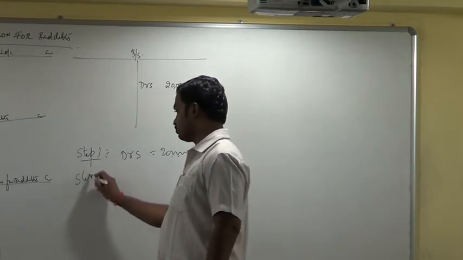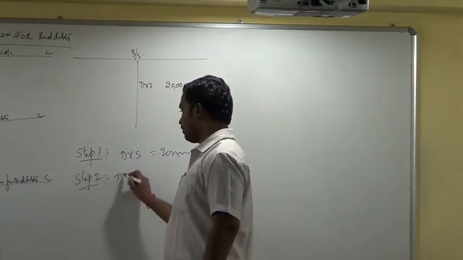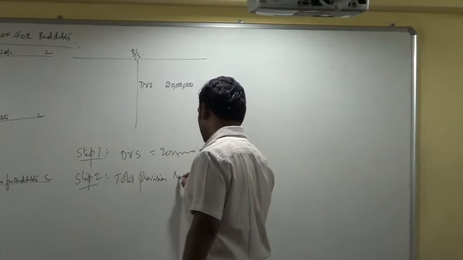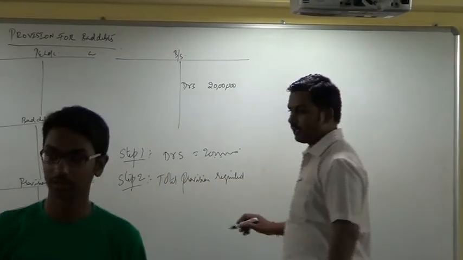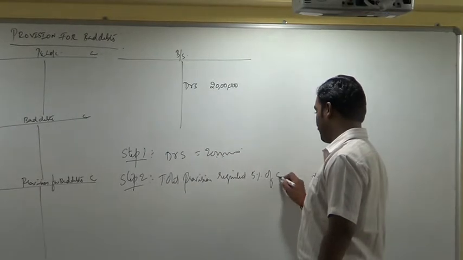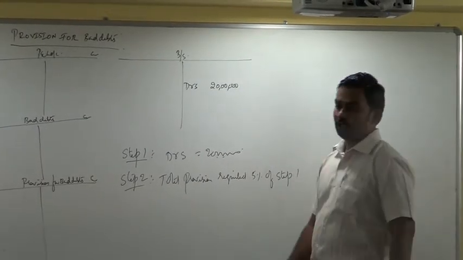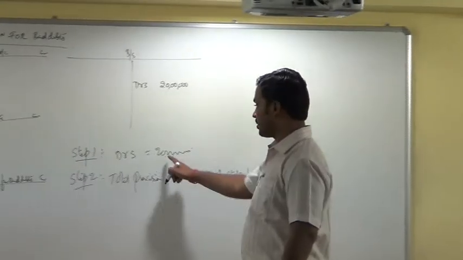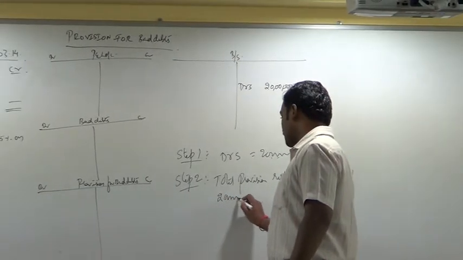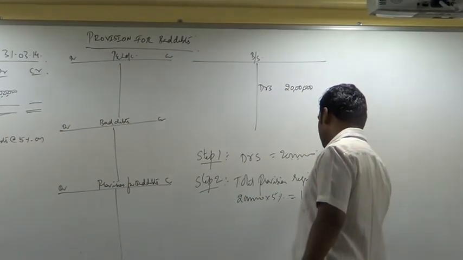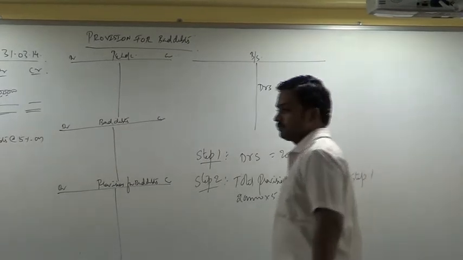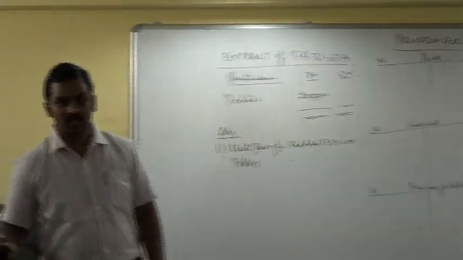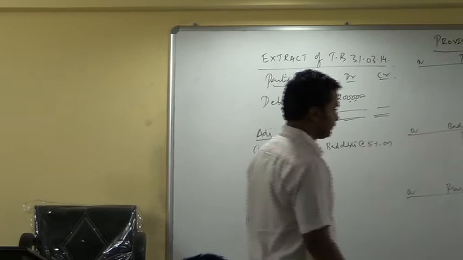Step 2. Total provision required. 5% of step 1. 5% of 20 lakhs, 20 lakhs into 5%. It is how much? 1 lakh rupees. Total provision required, 5% of 20 lakhs, 1 lakh rupees.